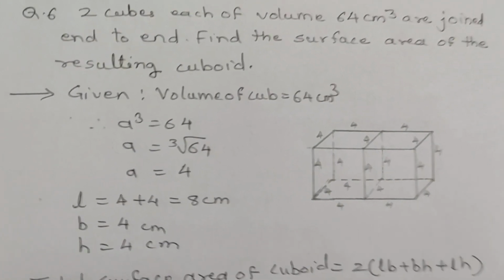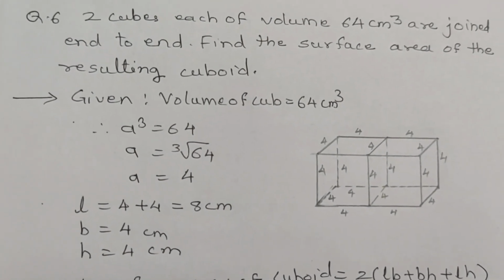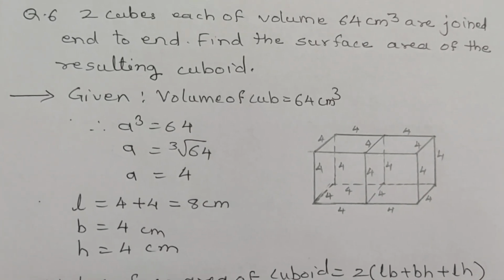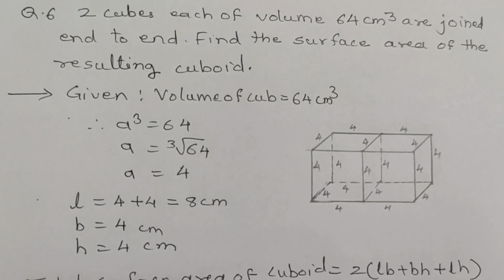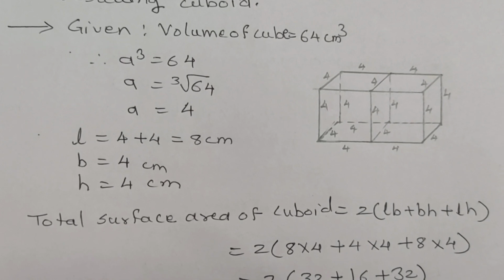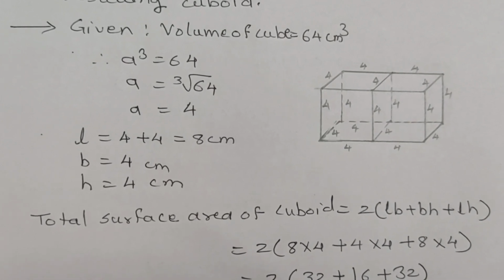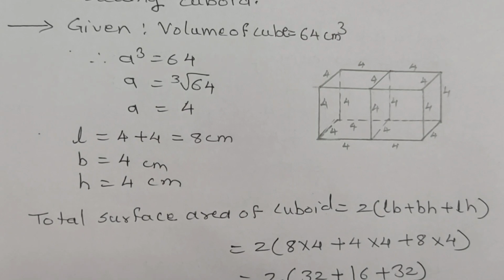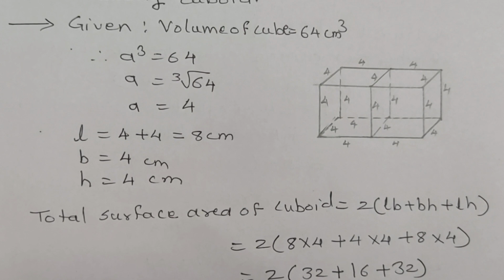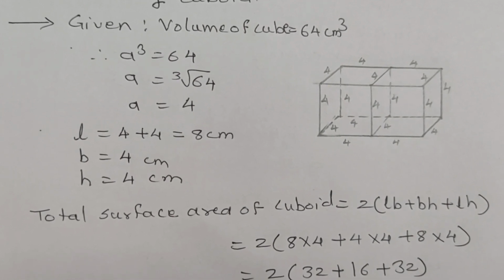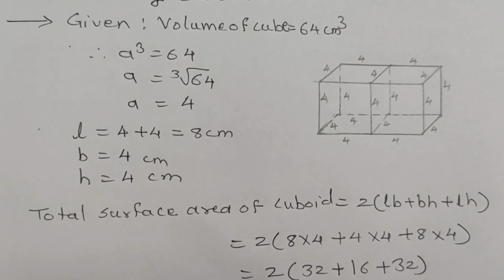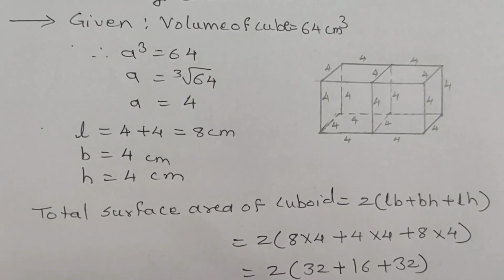Question number 6. Two cubes, each of volume 64 cm cube, are joined end to end. Find the surface area of the resulting cuboid. Given volume of the cube is equal to 64 cm cube. a cube is equal to 64. a is equal to cube root of 64. That is cube root of 64 is 4. 4 4s are 16. 16 4s are 64. So 4 into 4 into 4 is 64. So the cube root of 64 is 4.